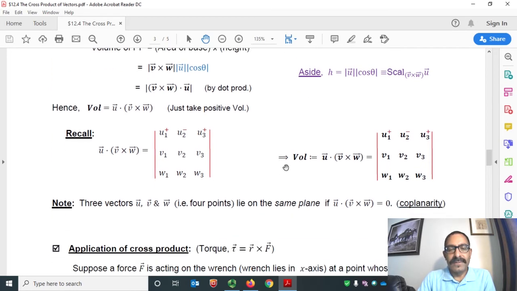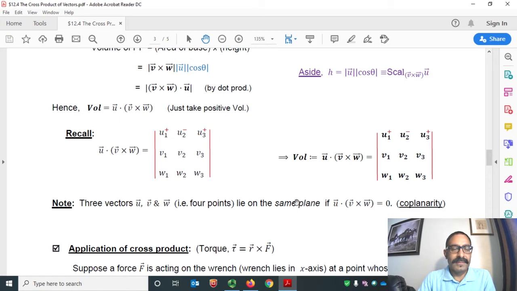So the volume equals the scalar triple product. The scalar triple product simply equals a 3 by 3 determinant, and we know how to expand this determinant from earlier. I hope this makes sense to you all.